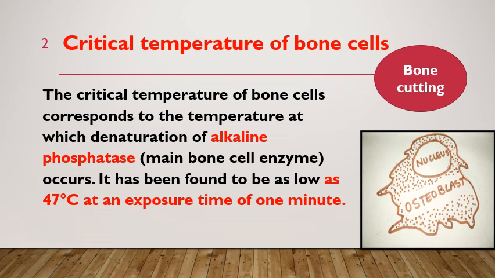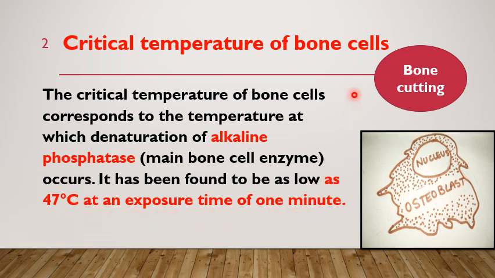The critical temperature of bone cells corresponds to the temperature at which denaturation of alkaline phosphatase enzyme occurs. This is the main bone cell enzyme. This has been found to be as low as 47 degrees centigrade at an exposure time of 1 minute.